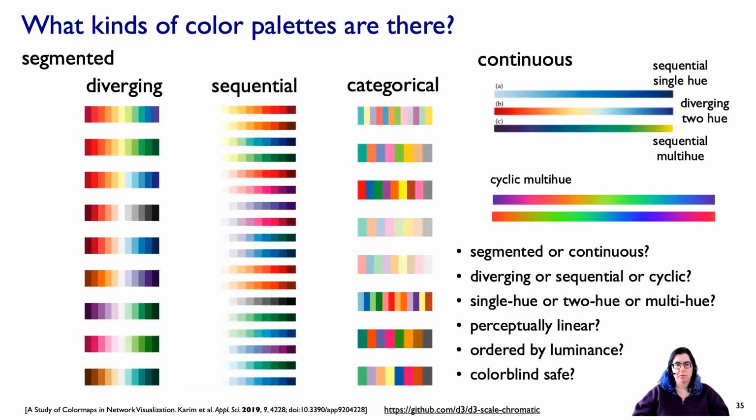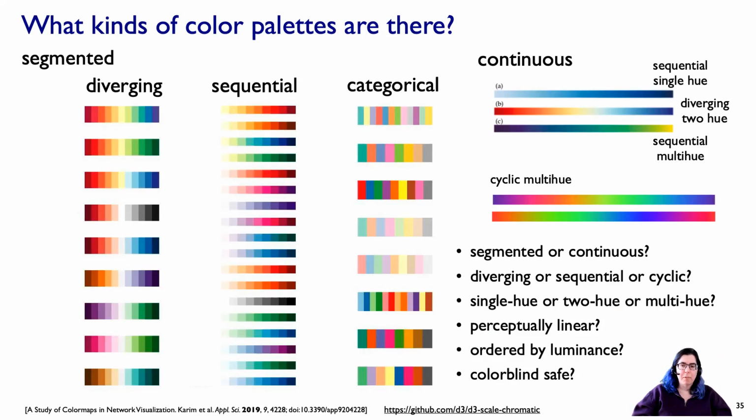So to remind you, what kinds of palettes are there? Well, there is segmented, meaning chopped up into little, visibly different blocks, versus continuous, where you've got a smooth ramp. So we can have diverging versus sequential, or categorical. And we can think about, do you have a single hue for sequential? If you've got two hues with a neutral in the middle, then that's really diverging. And you could have sequential multi-hue, as we talked about with things like viridis and magma. And then finally, we could have something that's cyclic.